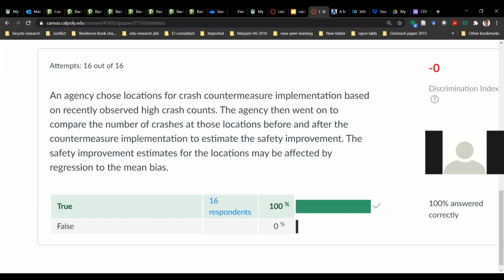Yes. So exactly. So that's another thing, right? Because we have to do observational studies in traffic safety, we cannot randomly select locations for improvement. Right? We have to have some basis.